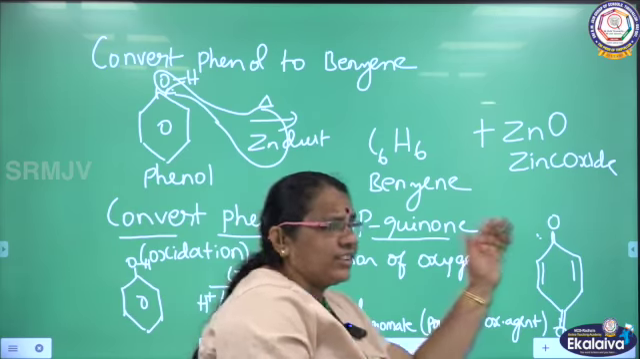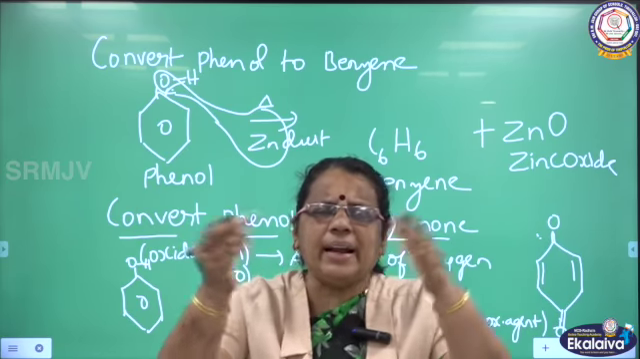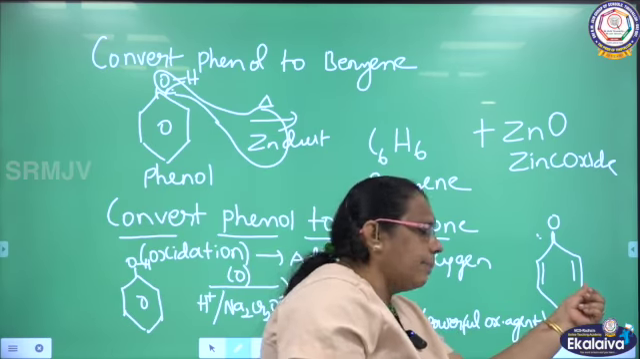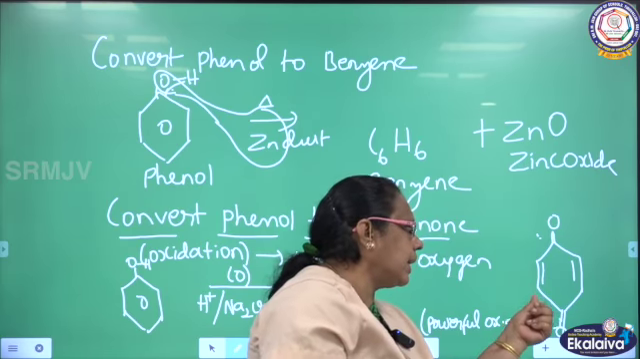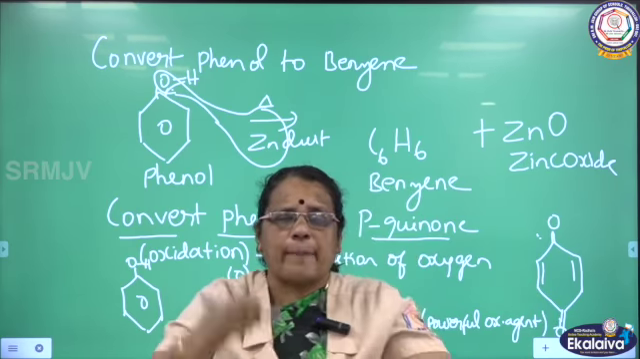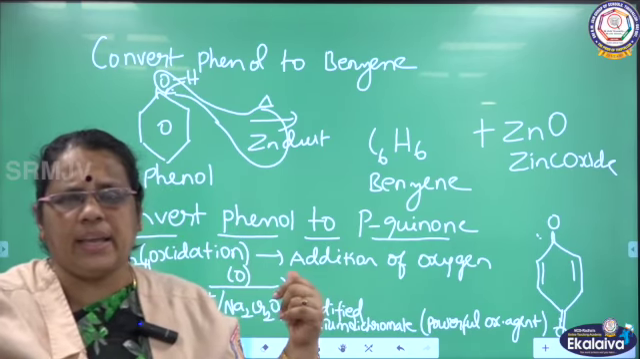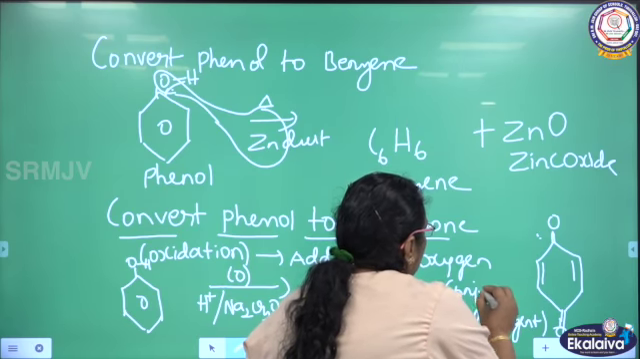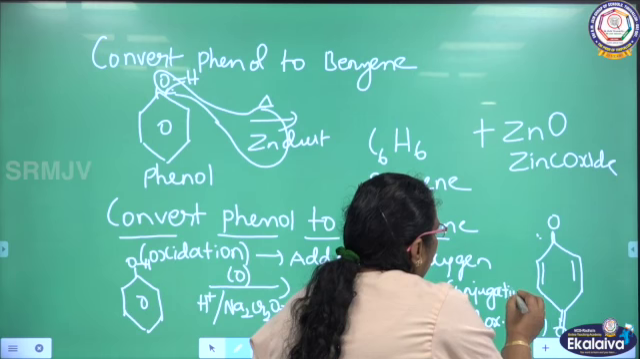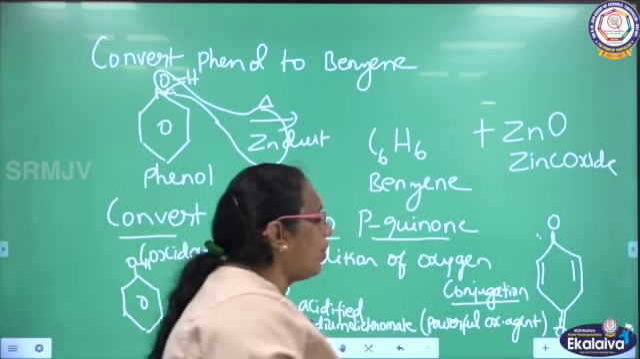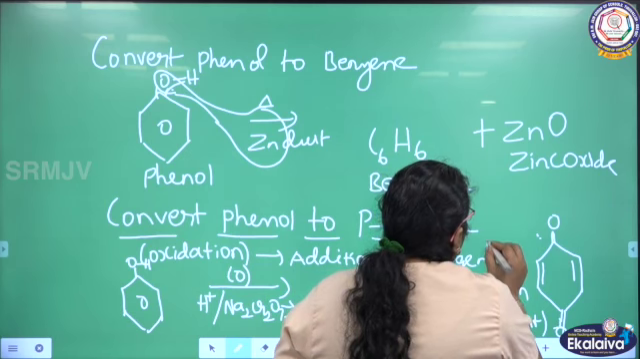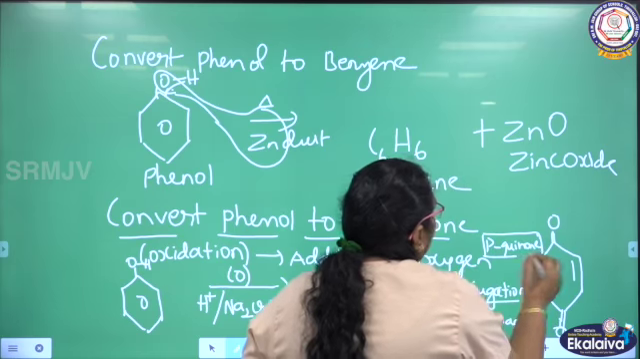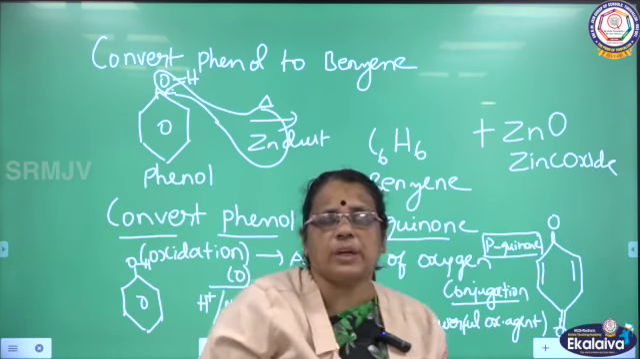See the conjugation now. What is conjugation? Repeated double and single bonds. Listen here, there is a double bond, single bond, double bond, single bond, double bond, single bond, double bond, single bond. So repetition of double and single bonds we are getting here. We can call it conjugation. So what is the compound we are getting here? This is actually paraquinone. See the para positions. Para positions are substituted by oxygen.